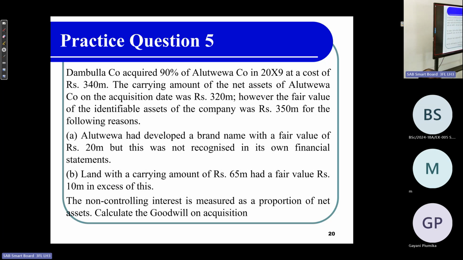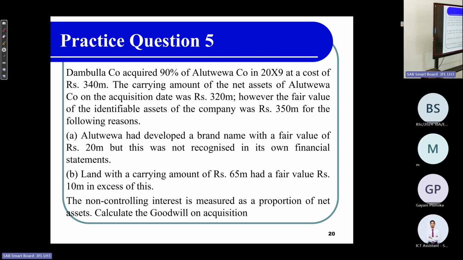Which side? Record that now. Land with a carrying amount of 65, the fair value is 10 million in excess. The land has a carrying value of 65, and its fair value is 10 more. That means it should be 75, so we need to take 10 more. What is the double entry for that 10? Right? We are going to record 65. Non-controlling interest measured at proportionate net assets, calculate goodwill.